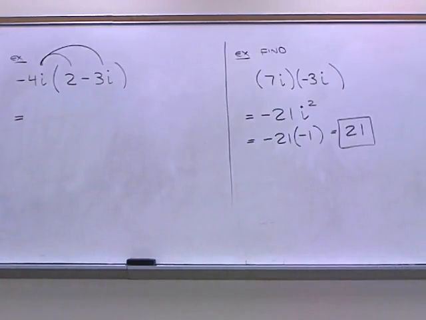Okay. -8i here. -4 and -3 is positive 12. i times i is i squared. So i squared back there. What did you get? Okay, that makes sense? You good here?